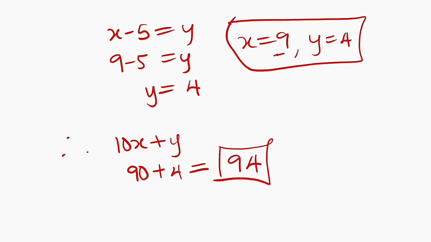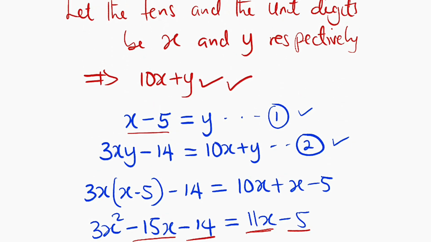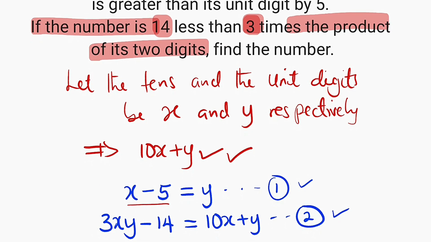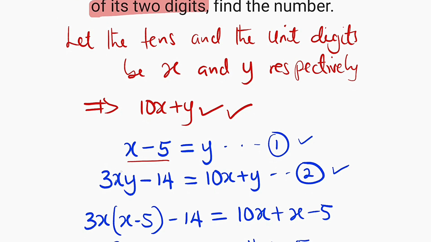But let us test. Our number is 94. From the question, it says that the second digit is 5 greater than the unit digit. So if you have 94, you can see definitely 9 is 5 greater than 4, because you have to add 5 to 4 before you could get 9. That is 1.